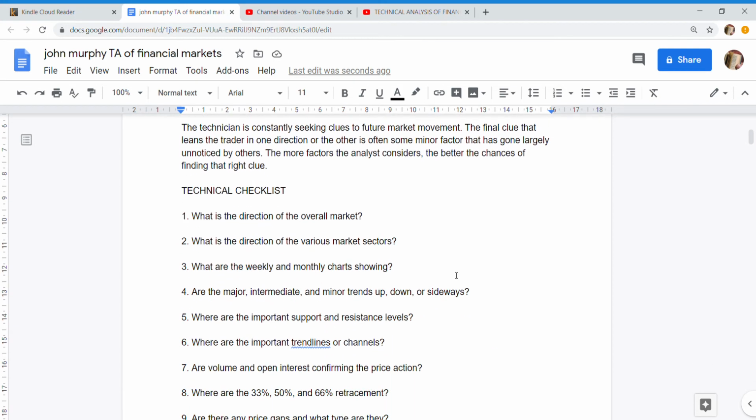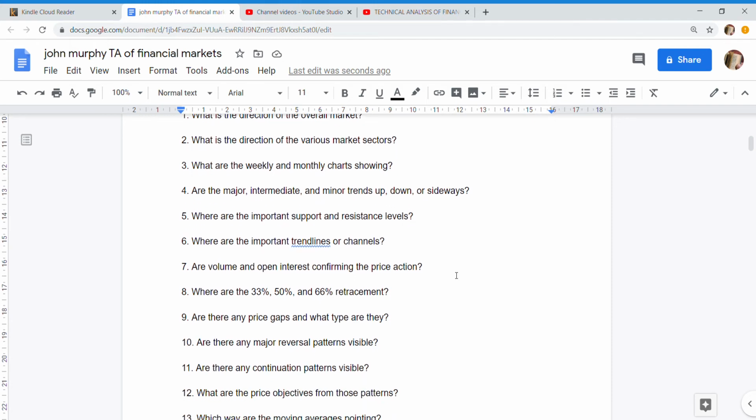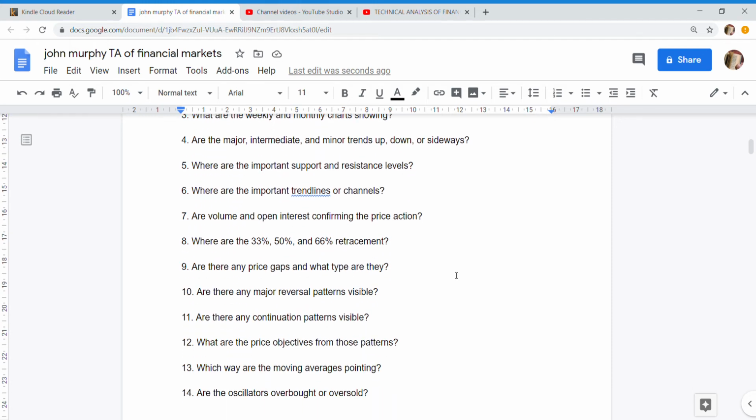Technical checklist. 1. What is the direction of the overall market? 2. What is the direction of the various market sectors? 3. What are the weekly and monthly charts showing? 4. Are the major, intermediate, and minor trends up, down, or sideways? 5. Where are the important support and resistance levels? 6. Where are the important trend lines or channels? 7. Are volume and open interest confirming the price action?